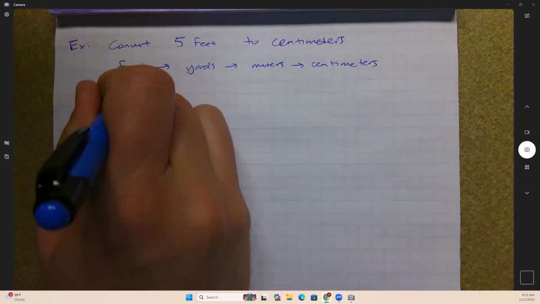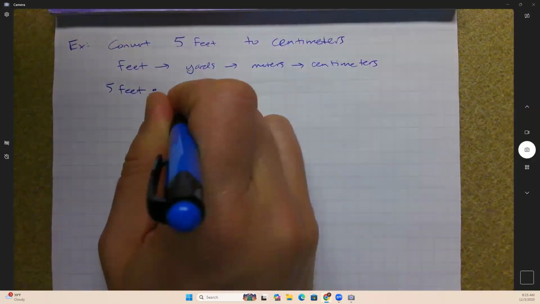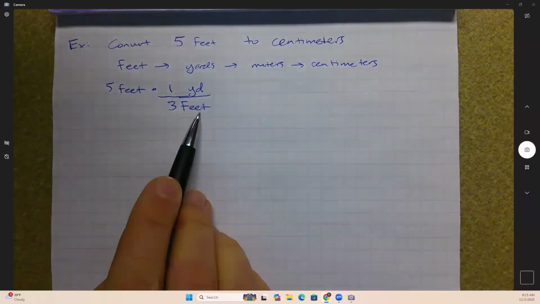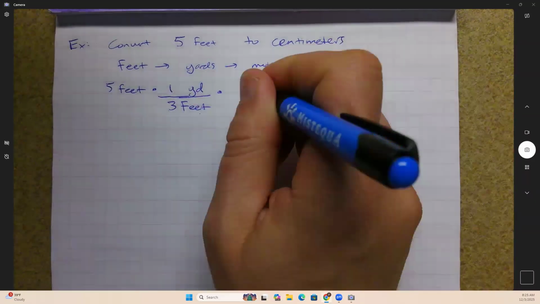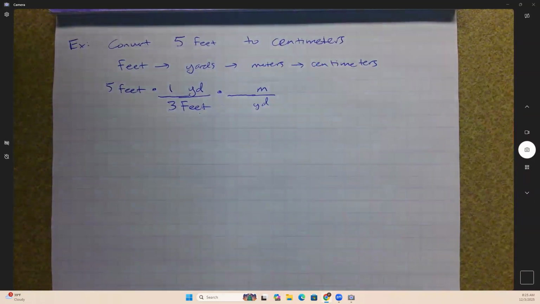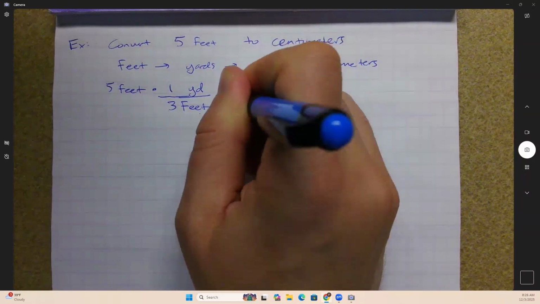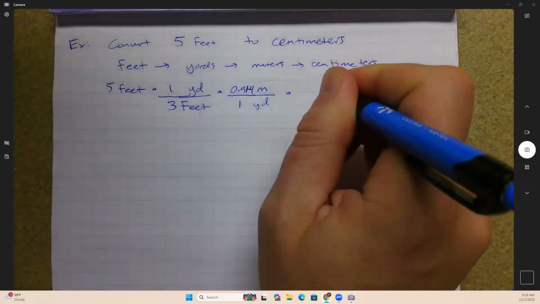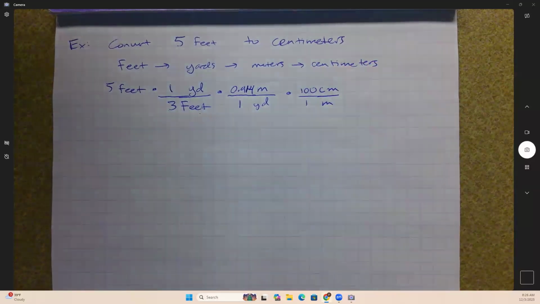So I start with 5 feet and I want to convert to yards. So I'm going to put yards on top and feet on the bottom. And that helps me remember that 1 yard is 3 feet. Right, doing the units before the numbers can help me remember. And then I want to get to meters from yards. And so I check and I have 0.914 meters is 1 yard. And then I want to get eventually to centimeters, and there's 100 centimeters in 1 meter.